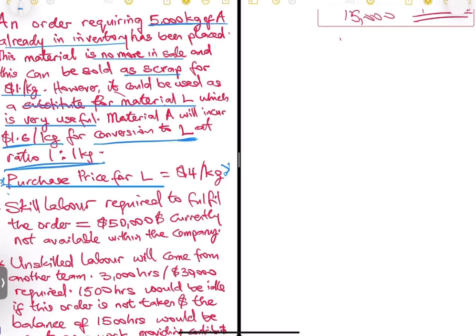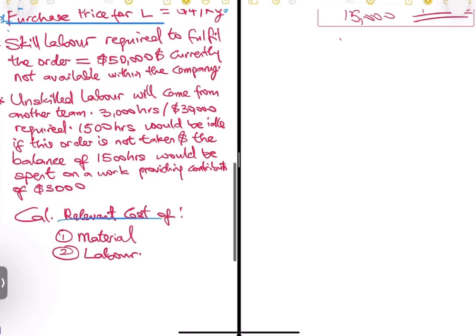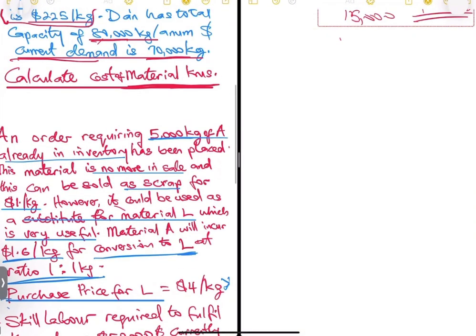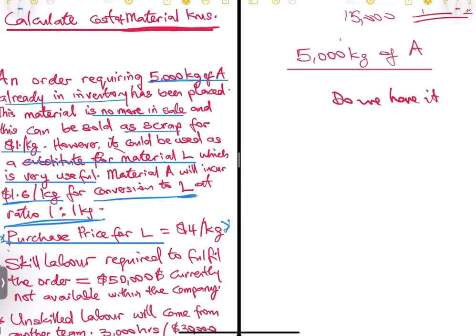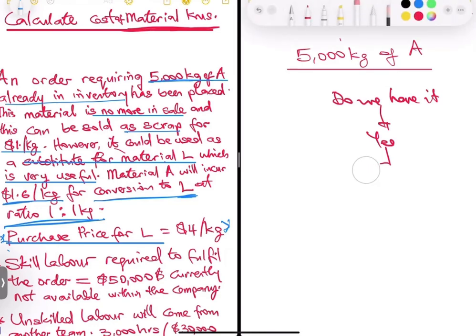Before we go into the labor part, the question is always about the relevant cost. So let's look at what's the relevant cost of that material. Yeah, 5,000 kg of material. And do we have it? Yes. Okay. Now, if it is yes, what is the next question we said we should ask? Do we need it?